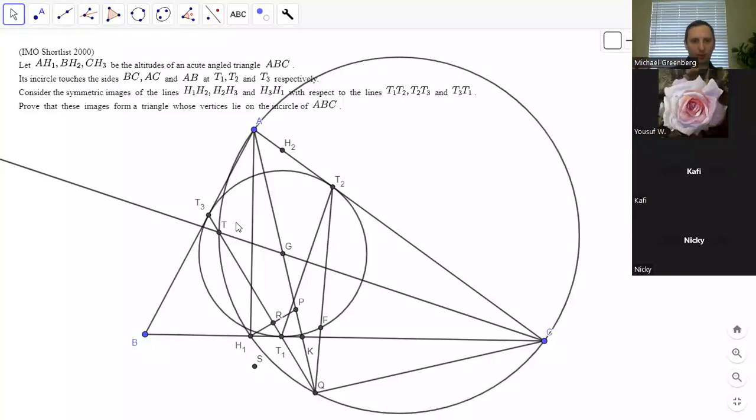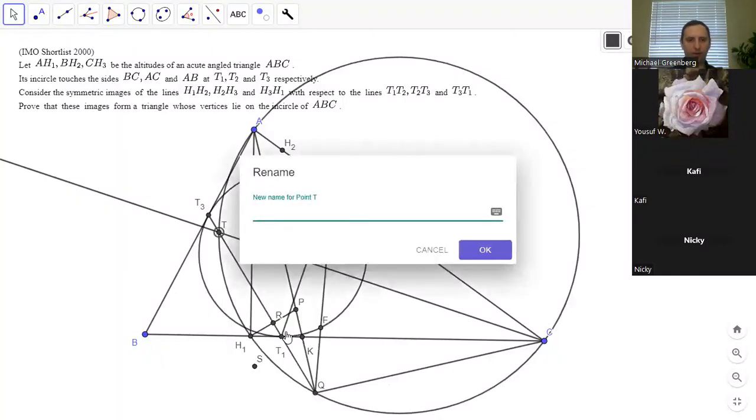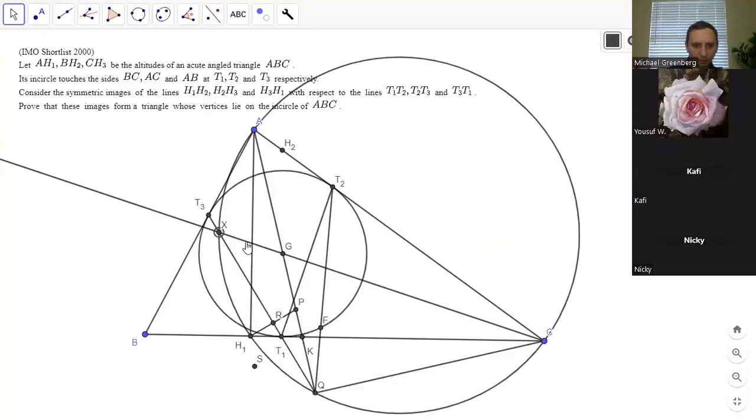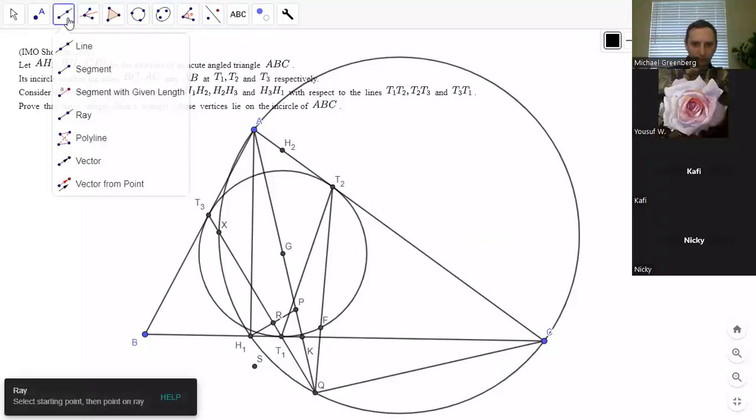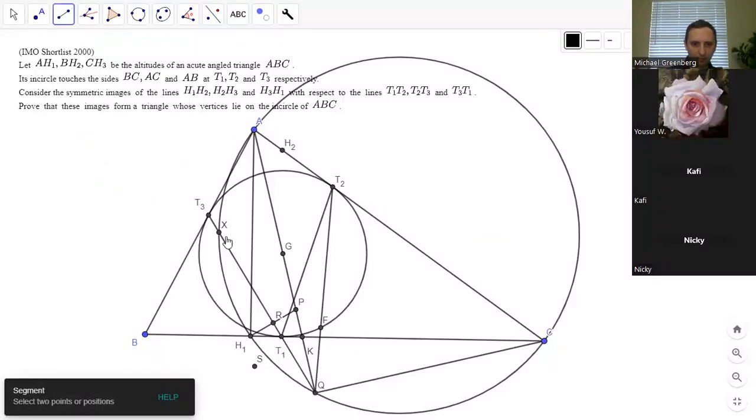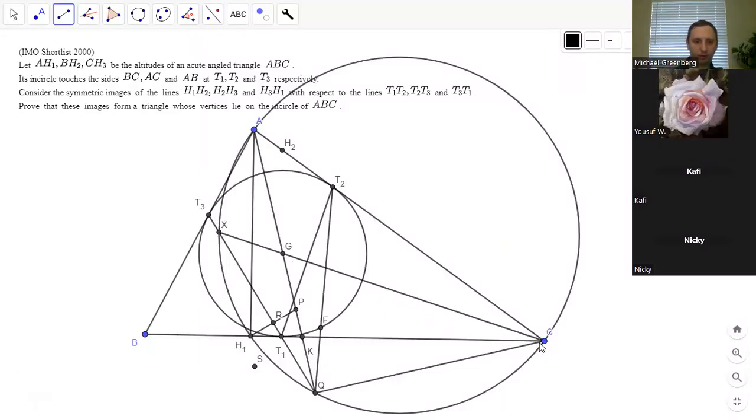So let me call this X. Basically, both of these points lie on that circle, and then from there it's easy to show that this is an angle bisector, or it's easy to show that this bisects this angle. So that means if you reflect H over T1, T2, it lies on the angle bisector. Okay, so let me first write that up.